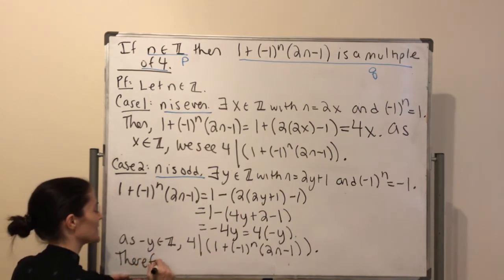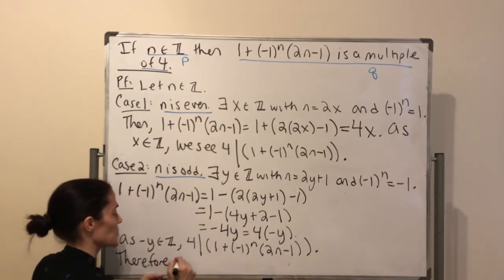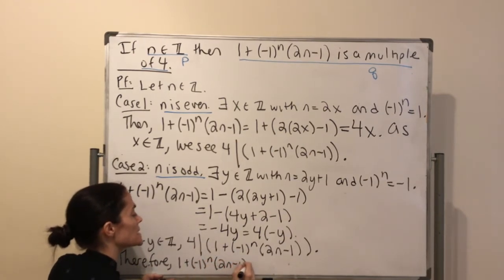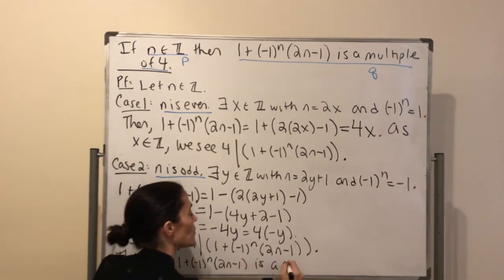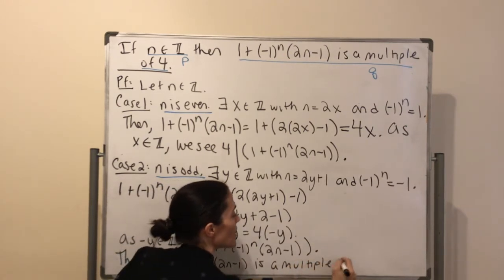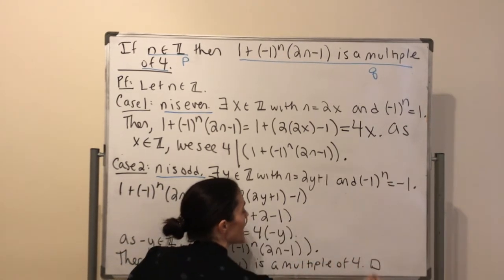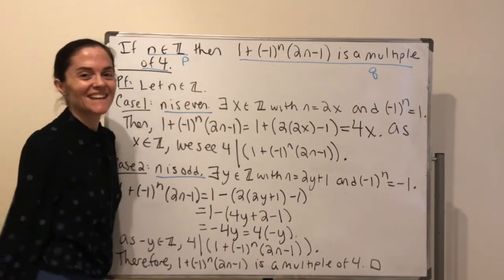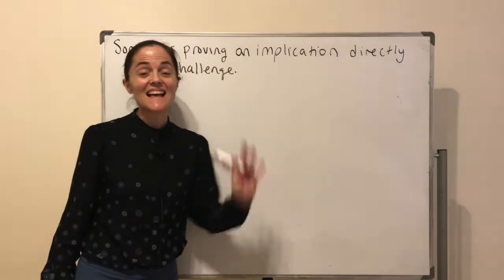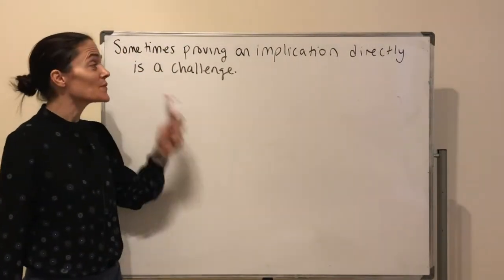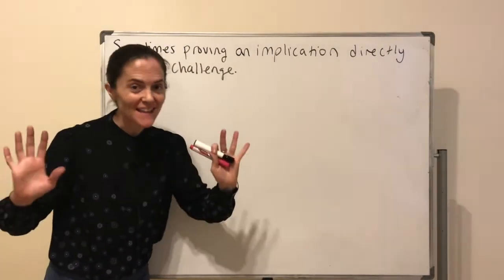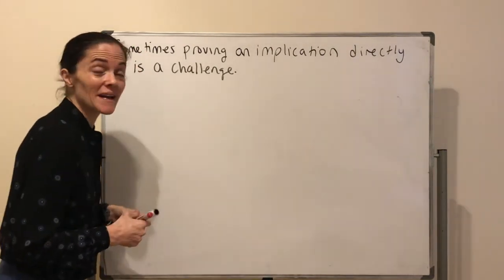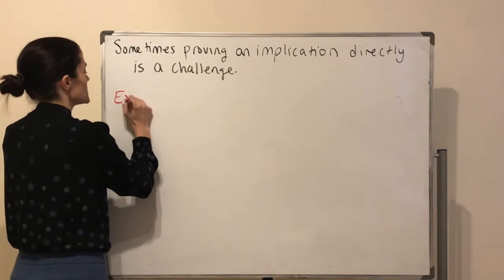Therefore, we have proved both cases, which tells us 1 plus minus 1 to the n times 2n minus 1 is a multiple of 4. And this is what we were trying to prove for any integer n. Sometimes proving an implication directly, as we have been doing, creates a challenge. And what is an example of this?